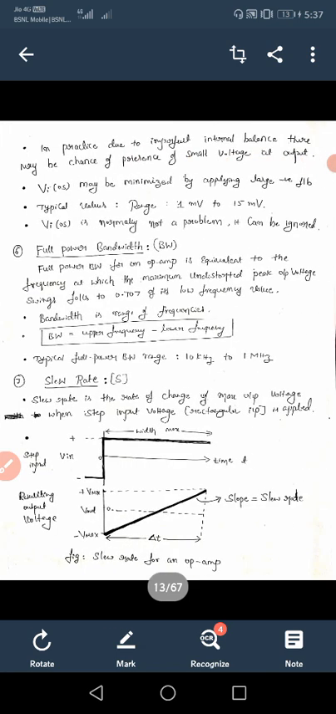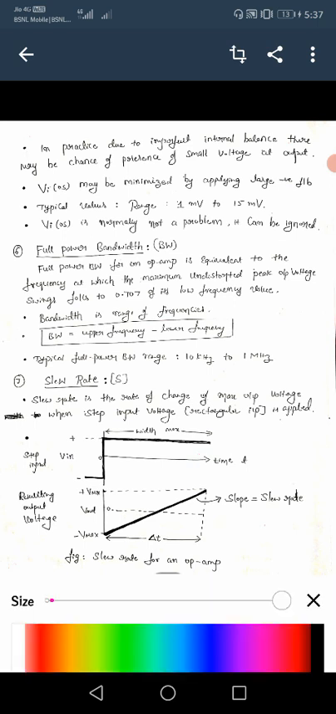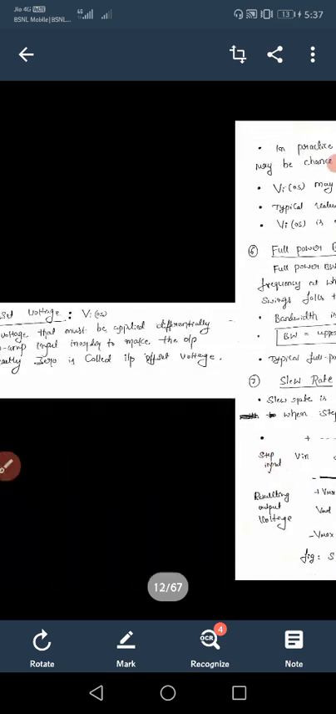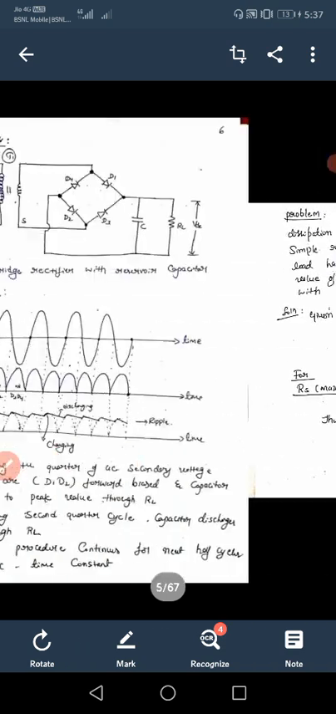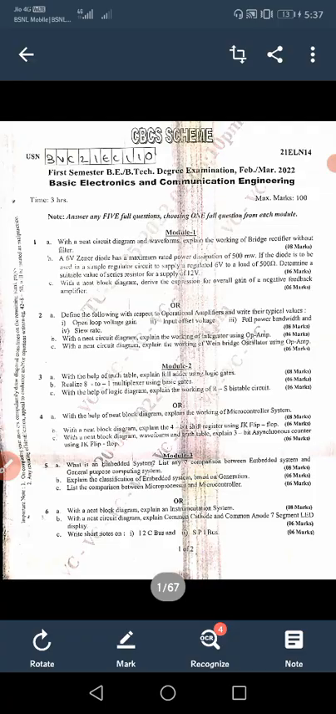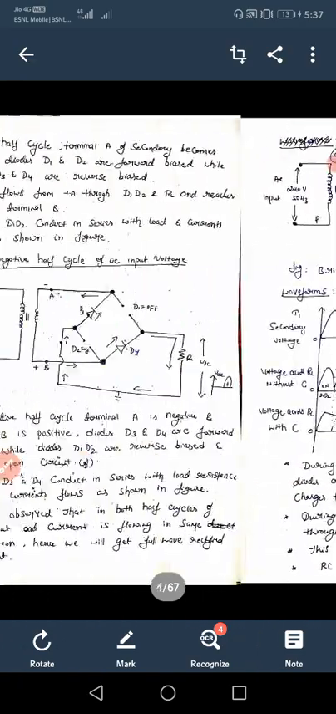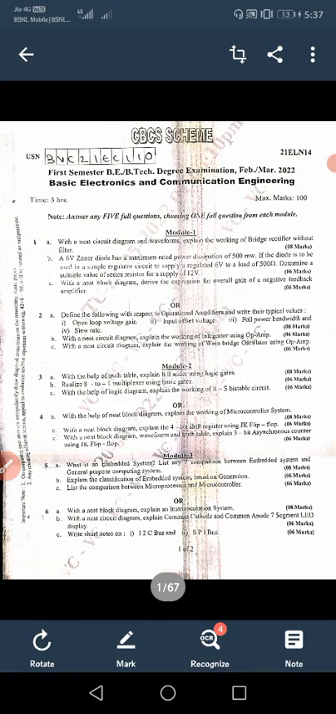Full power bandwidth and slew rate they have given. So you should write the definition followed by the equation. Definition followed by the equation. For slew rate, where is the equation? The equation is here. So write like this. You should write the op-amp parameters. Those are the op-amp parameters they have given here. 8 marks. Individually each carries 2 marks. Okay, so that's what the question is about.